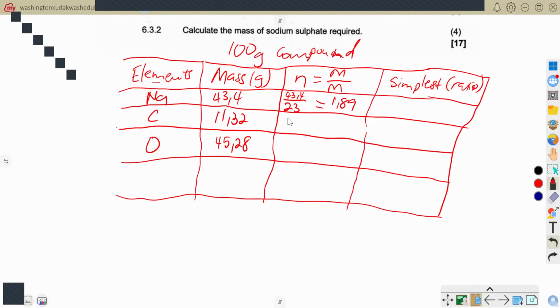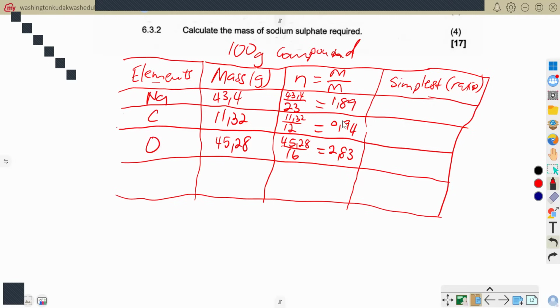And then here you say 11.32 divided by the molar mass for carbon. Carbon, its molar mass is 12. So if you divide that, you are going to find something like 0.94. You also divide 45.28 by that for oxygen, it's 16. So you would say this one divided by 16, it would actually give you something like what? If I say 45.28 divided by 16, it will be 2.83.